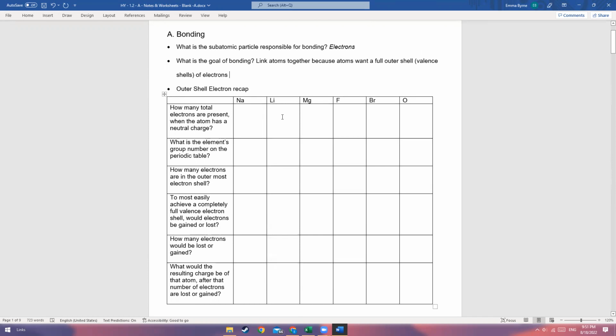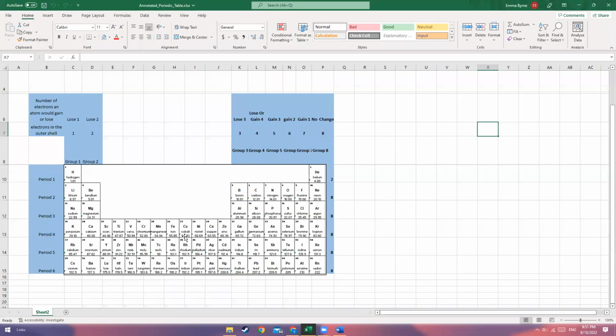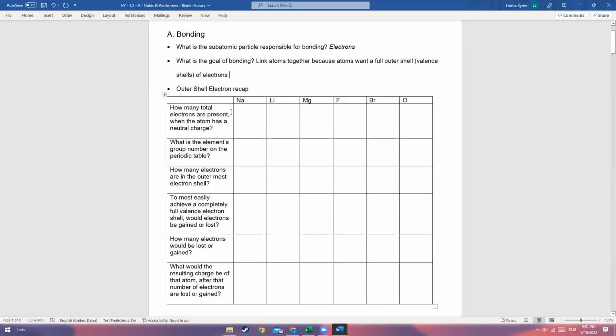So now for our recap, we're going to start here with the sodium atom. And for these types of questions, I would strongly recommend downloading the annotated periodic table from D2L. I recreated it so you could have a copy in Excel since it's a little finicky to do in Word. But we're going to start off with sodium here.